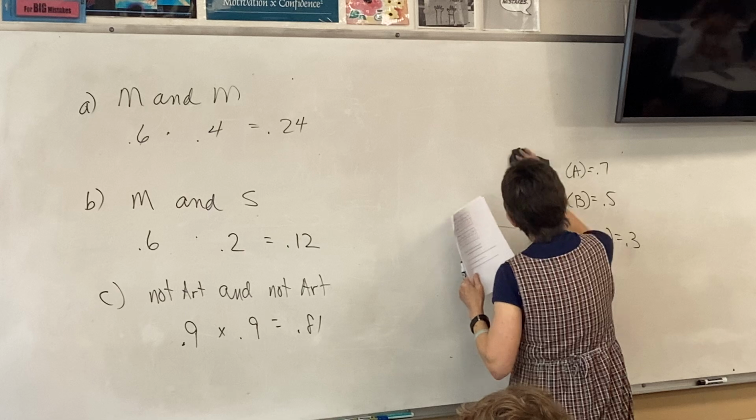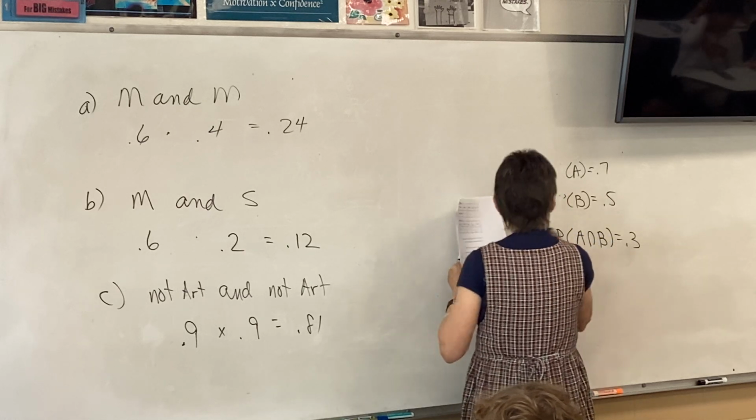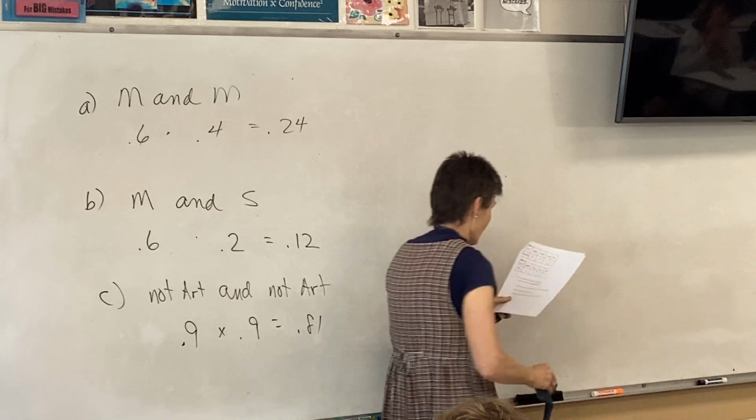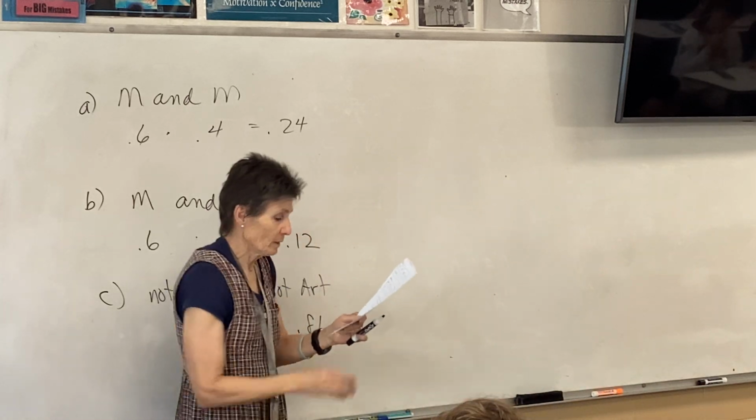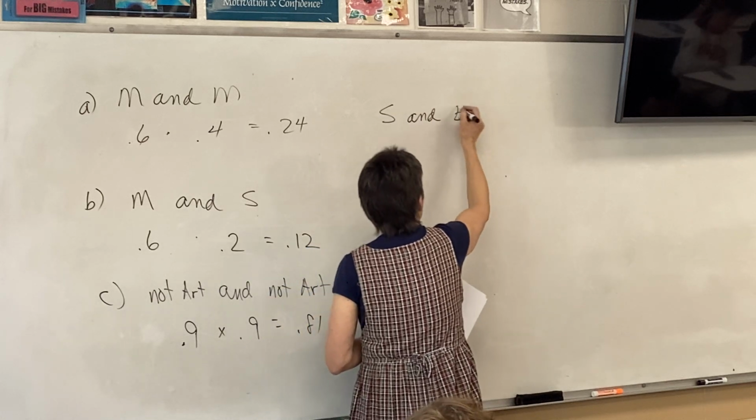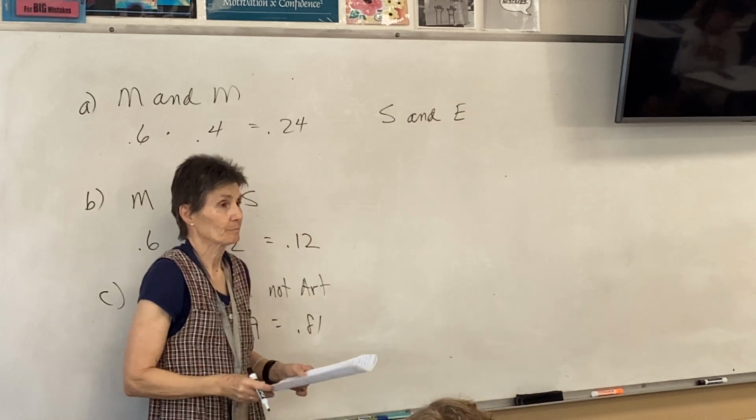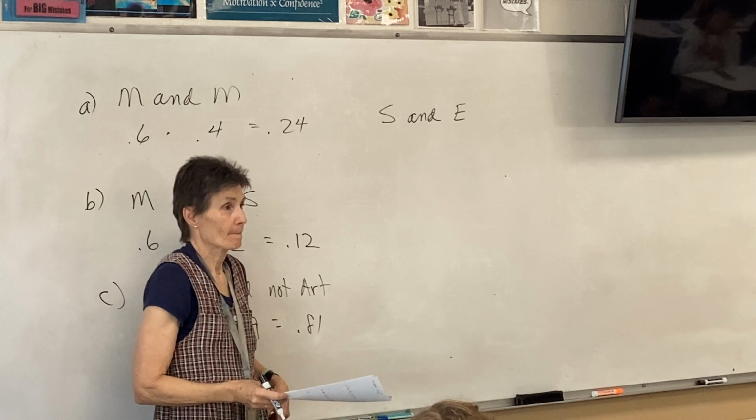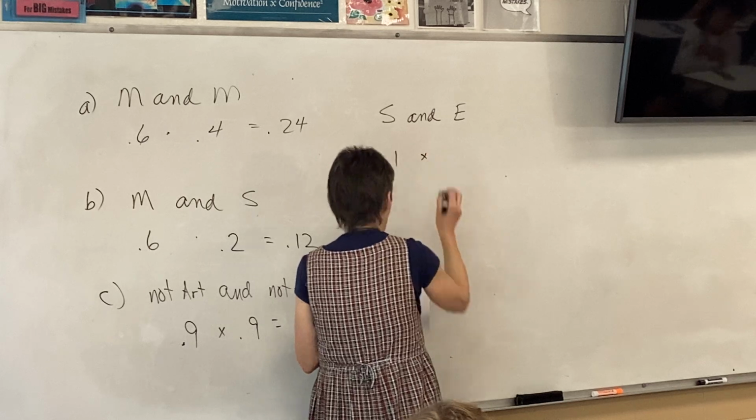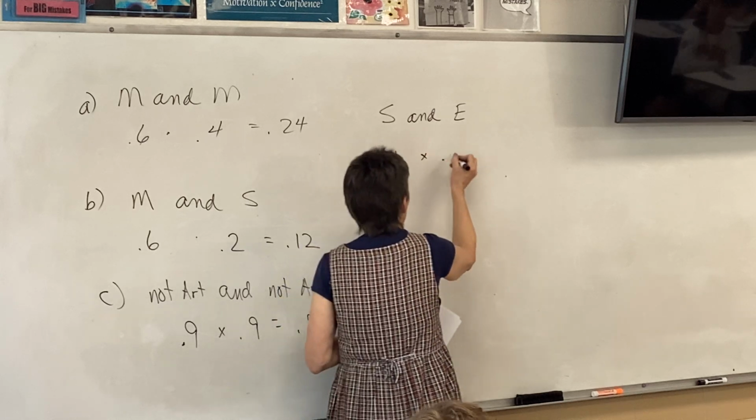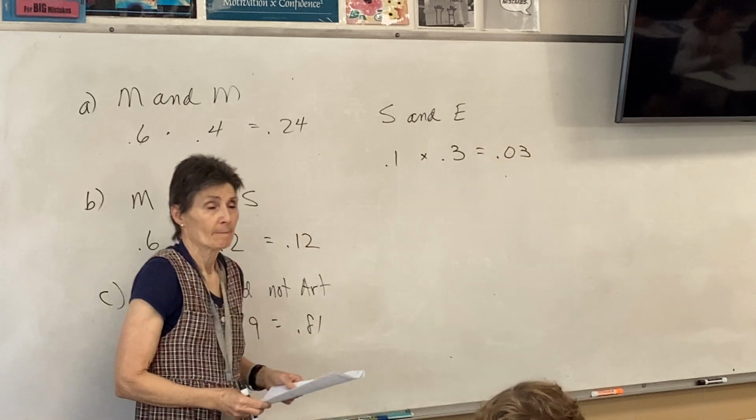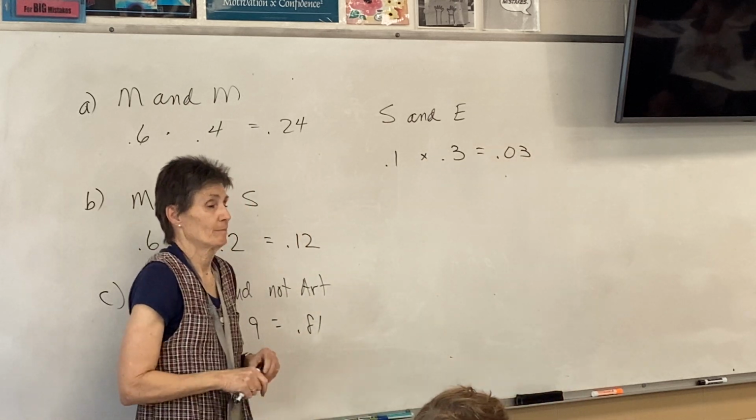All right, and then the very last problem on this practice test. Probability that one will like science, so science and English. So 0.1, 0.3, did you get 0.03? That is not the answer.